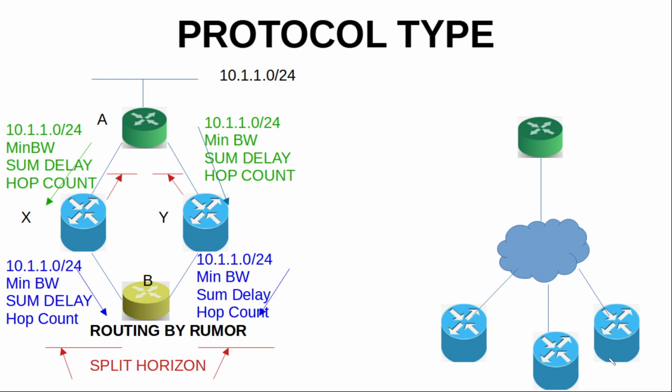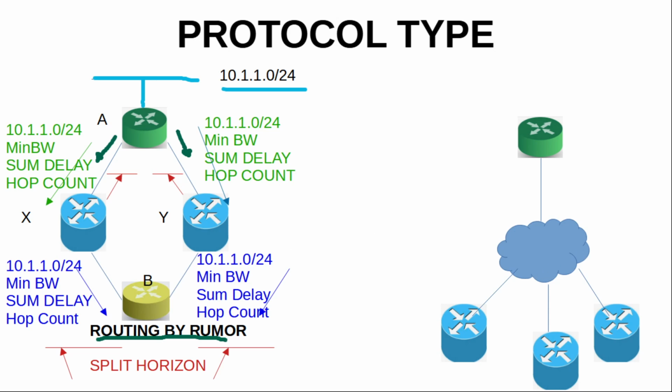Now let's examine how EIGRP actually works as an advanced distance vector protocol. Let's imagine that we have this new network 10.1.1.0/24 that is getting connected to router A. What will happen then? As soon as this network comes up, router A will send an update to all of its neighbors. Remember that EIGRP works with routing by rumor, so green router A will send an update to blue router X and an update to blue router Y.